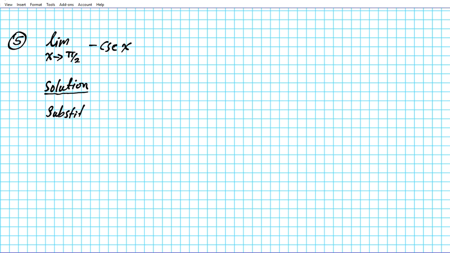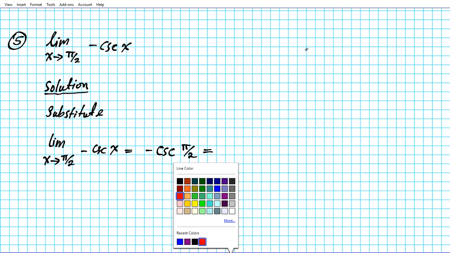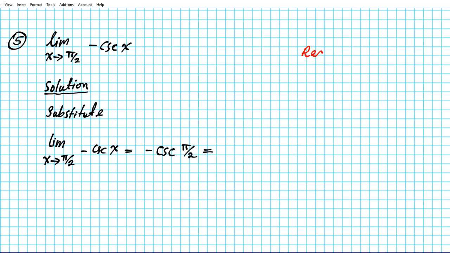So we substitute first. Okay, so we have the limit as x approaches pi over 2 of negative cosecant x. Now we're going to just substitute pi over 2 for x, so we have negative cosecant pi over 2. Now some of you might like to work with cosecant, but I'd rather convert it to a more familiar function. You have to remember the relationship between cosecant and one of the parent trig functions. You want to recall that cosecant theta is what? It's 1 over sine theta.